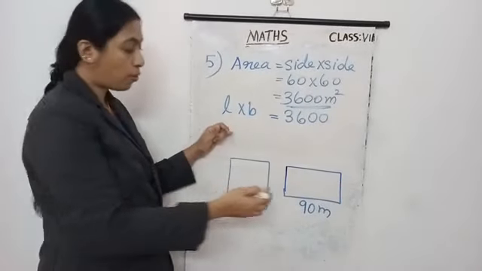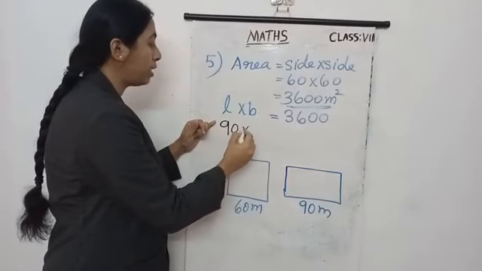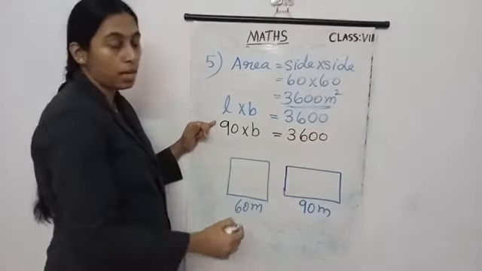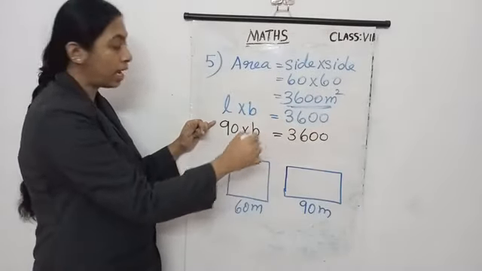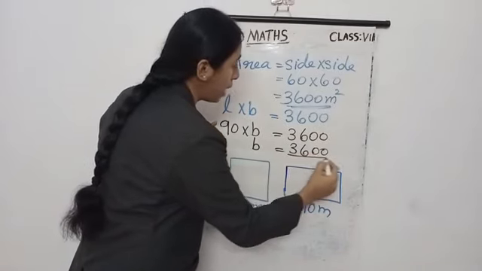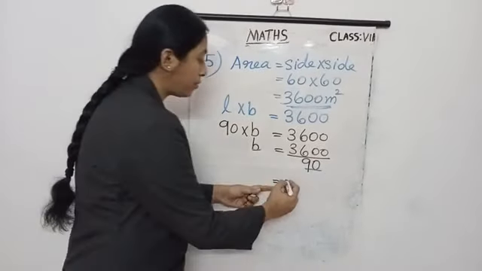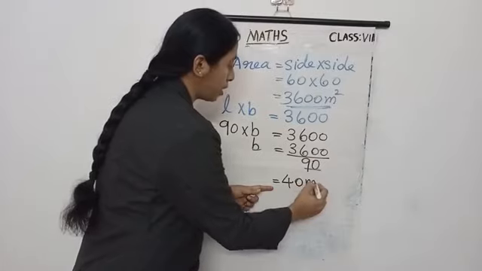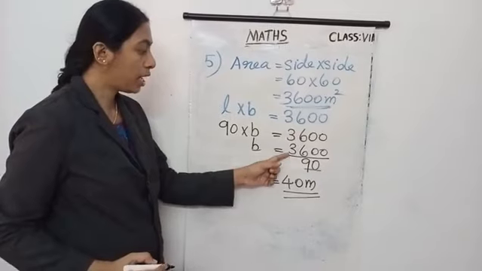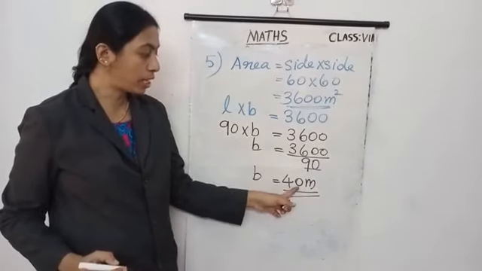So length into breadth is equal to 3600. Now length we know is 90. So substitute that: 90 into breadth B is equal to 3600. Now transpose this 90 to the right hand side. B is equal to 3600 by 90. Now divide. After division we get 40 meter, 40 meter as the breadth of the rectangular park. Here division is also very easy. 9 4s are 36. So 40 meter.